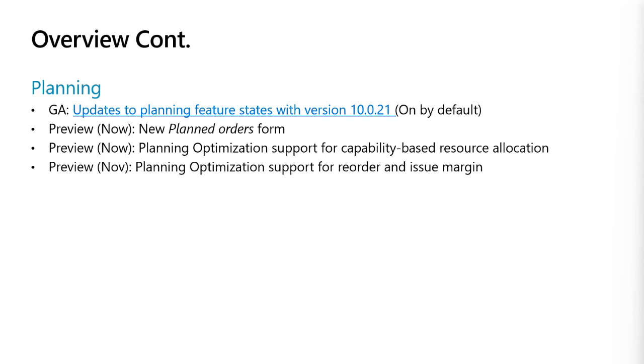And then we've got a couple of other preview features in our planning area around planning optimization. So what's coming is support for production scheduling with flexible resource allocation based on resource capabilities, as well as support for safety margins of type reorder margin and issue margin during master planning.